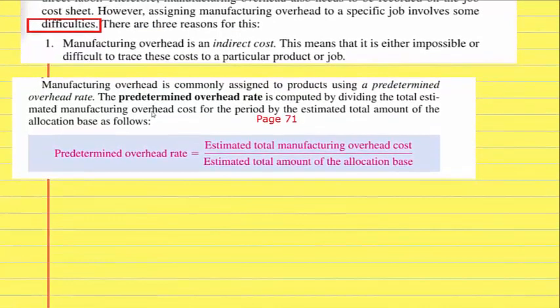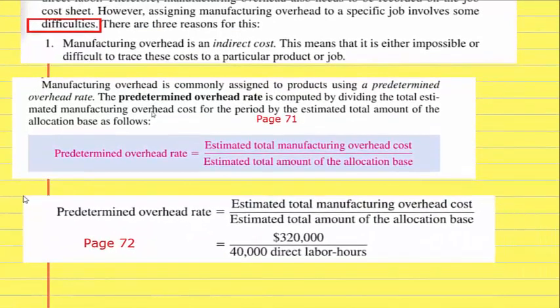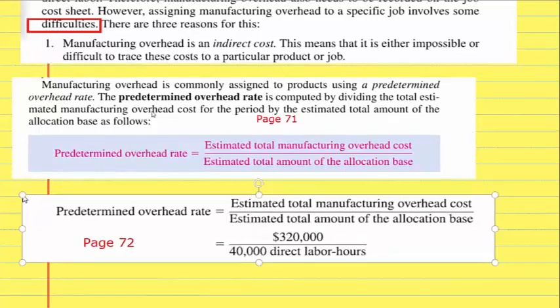So in the example on page 72, your estimated total manufacturing overhead cost for the year is $320,000, and your estimated direct labor hours, which is going to be your allocation base, are 40,000 direct labor hours for the year. Why don't you pause the video and see if you can compute the overhead rate.